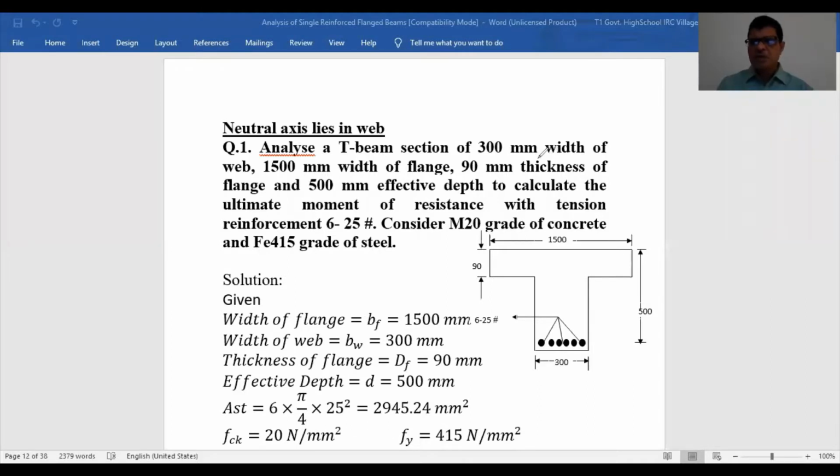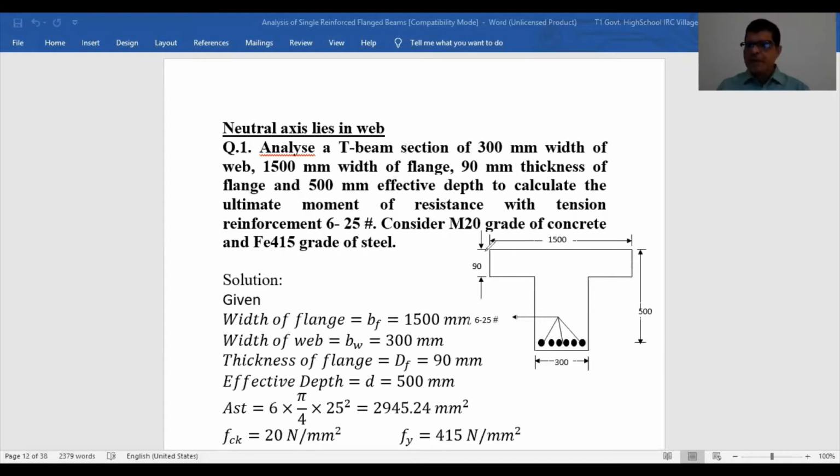Hello learners, in this class we will discuss problems on the analysis of flanged sections with single reinforcement. That means reinforcement is only at the tension face. In another class we will discuss the doubly reinforced T sections.